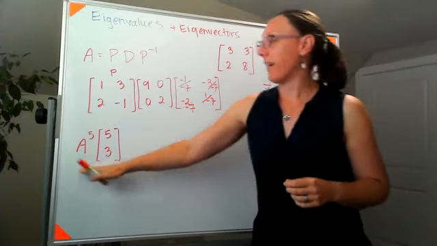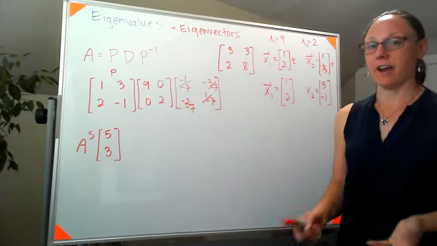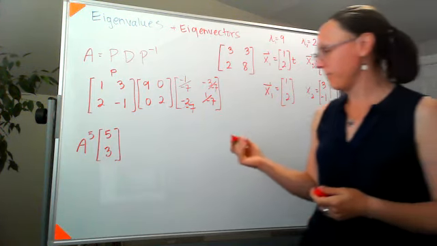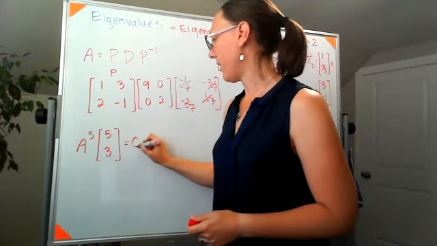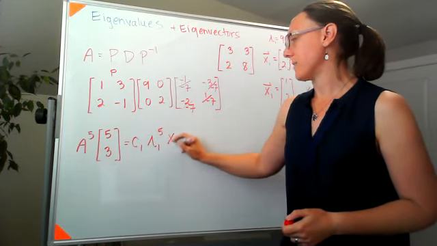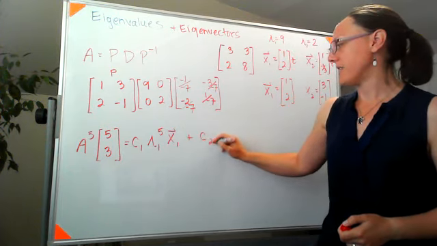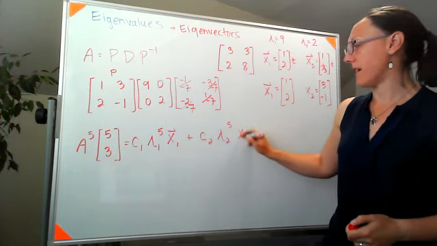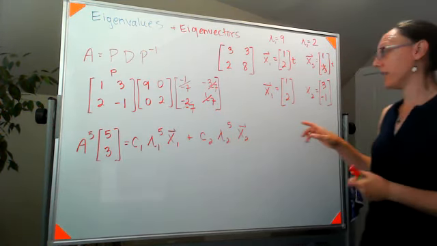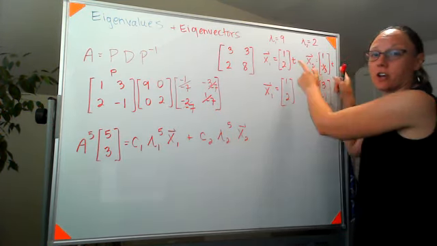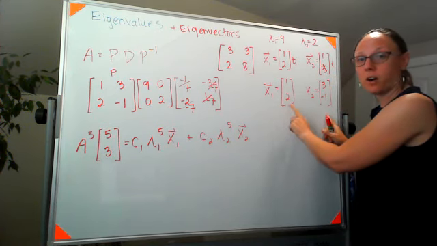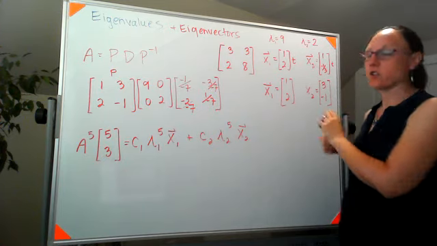Okay, so back to here. If I had to compute A to the 5th times the vector 5, 3, this is where we're using that formula, which is going to look like C1 lambda 1 to the 5th times x1 plus C2 lambda 2 to the 5th times x2. And again, if we're using this formula, it is important that we work with actual eigenvectors, not the ones that have the t's in them. So I'm going to use these same 2 vectors for x1 and x2.